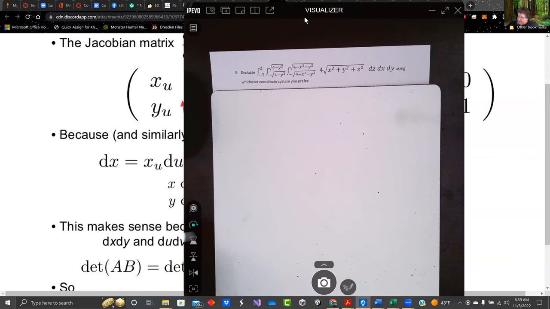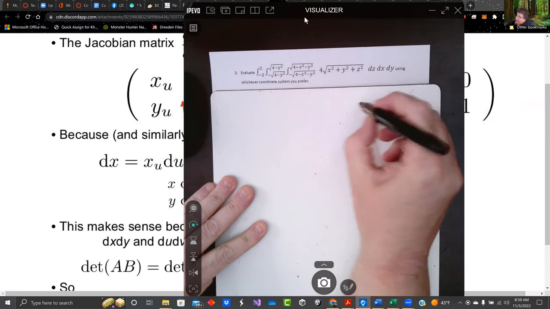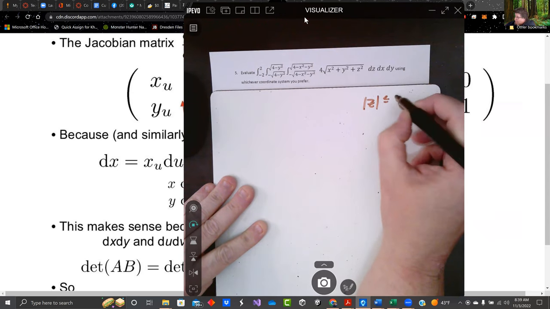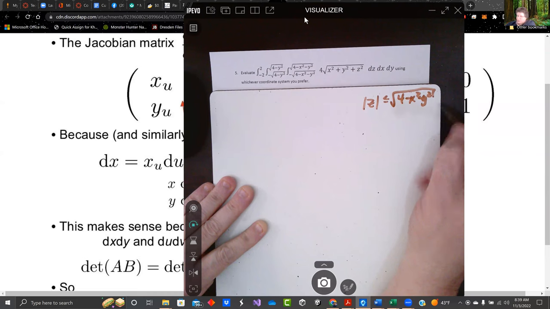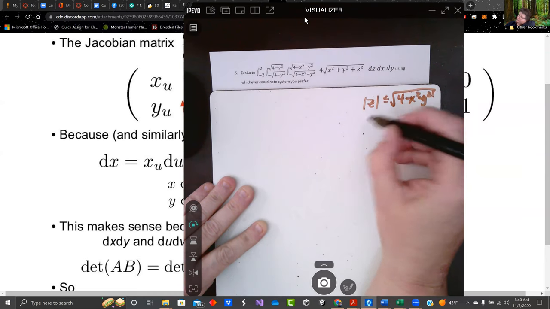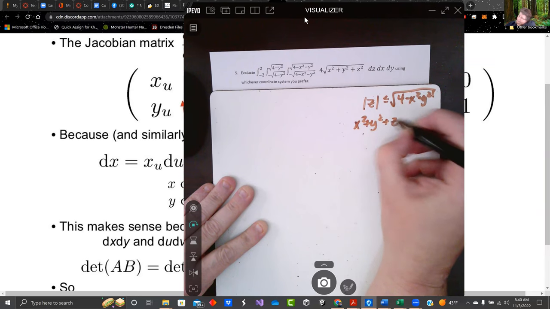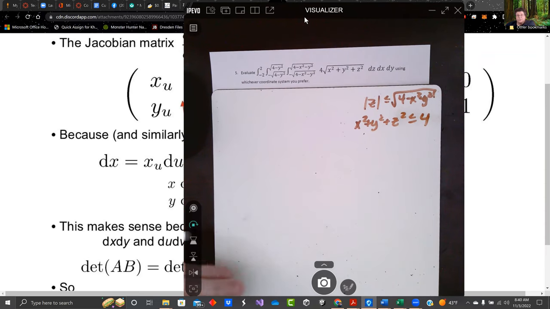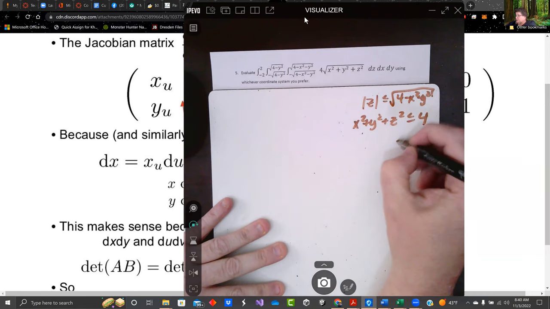So, what kind of boundaries we got? Z is going from, if I do absolute value of z, it's less than or equal to 4 minus square root of 4 minus x squared and minus y squared. So I square it and I add the x squared and the y squared to the left and I get x squared plus y squared plus z squared less than or equal to 4. This is a sphere of radius 2.